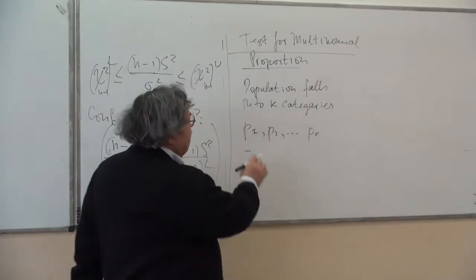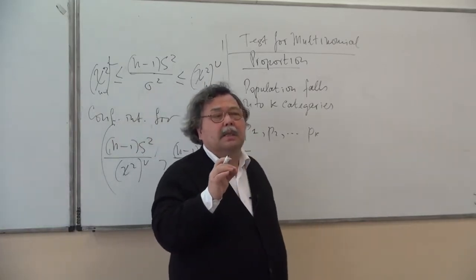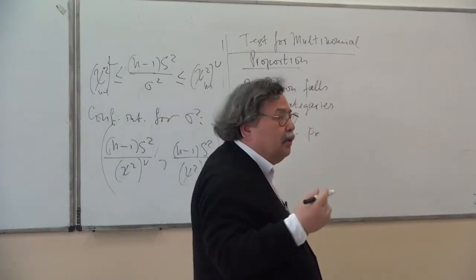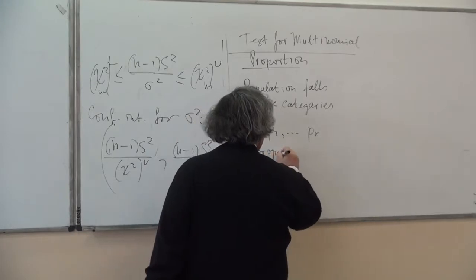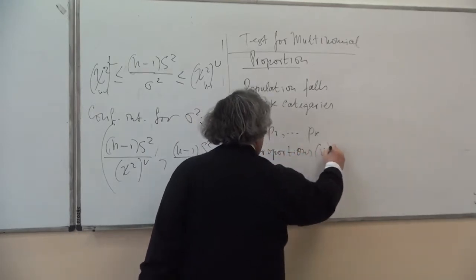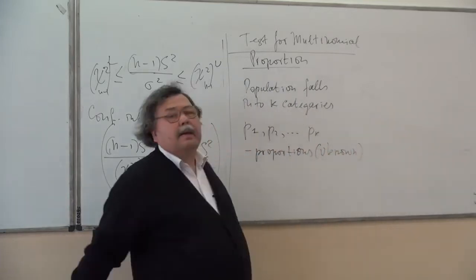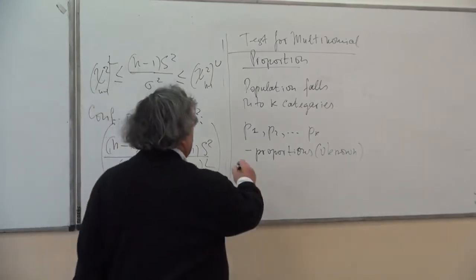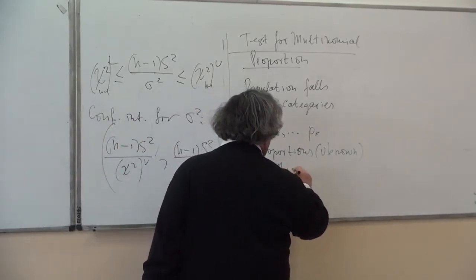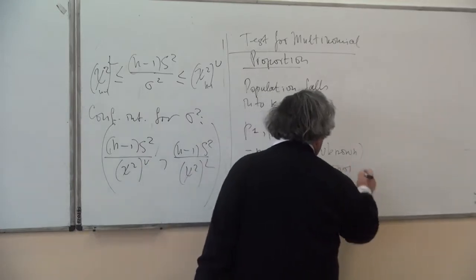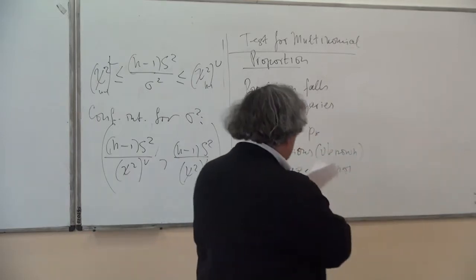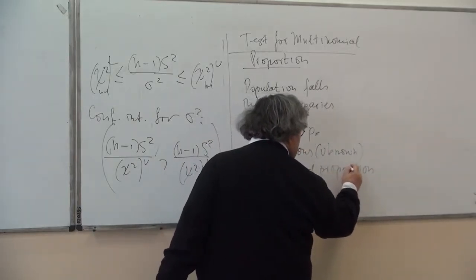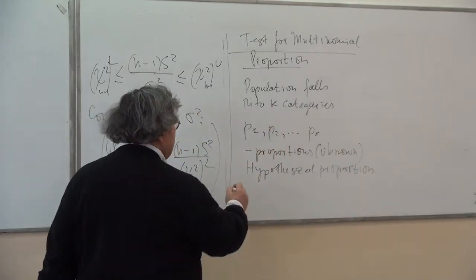This is the proportion of the members in this population that belong to category 1. This is the proportion of the members that belong to category 2, and so on. So these are the proportions that are unknown. Now there is a certain hypothesized multinomial proportion. Hypothesized proportion, and it's this.